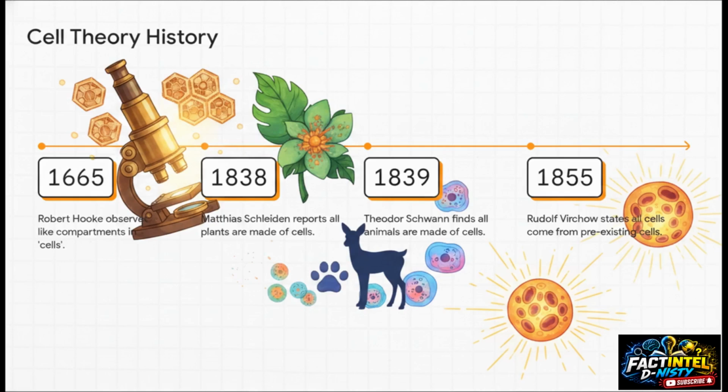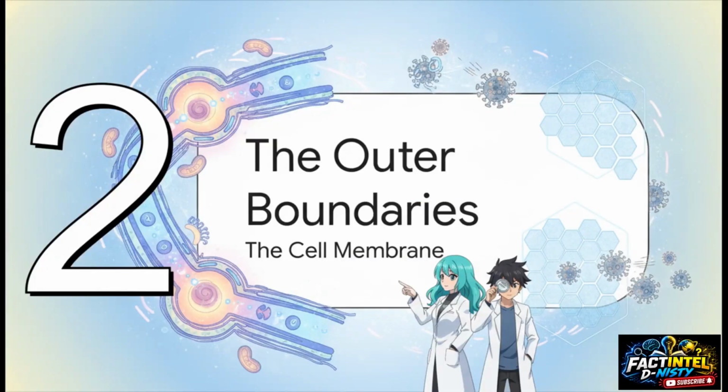Finally, in 1855, Rudolf Virchow added the last crucial piece, the idea that all cells arise from pre-existing cells. Together, these four pioneers established the cell theory, unifying all biology under the idea that the cell is the fundamental unit of life. Moving on to Part 2, the outer boundaries.